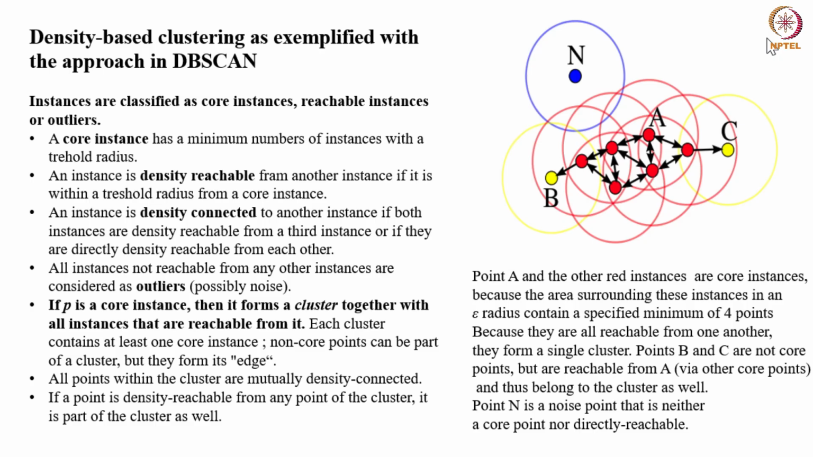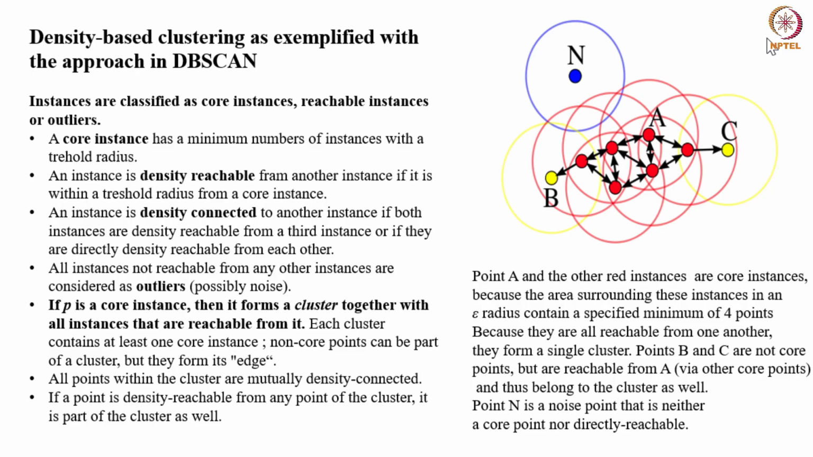So here we can see that we build up the clusters through the core instances and then through the density reachable property. And the two important parameters here are, of course, the threshold radius, but also the minimum number of instances that must be within the threshold radius in order for an instance to be counted as core.